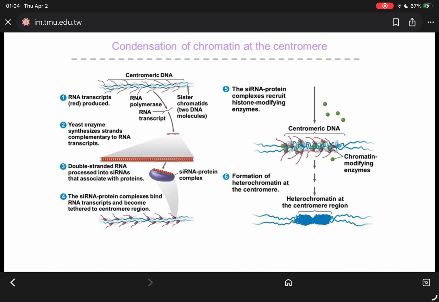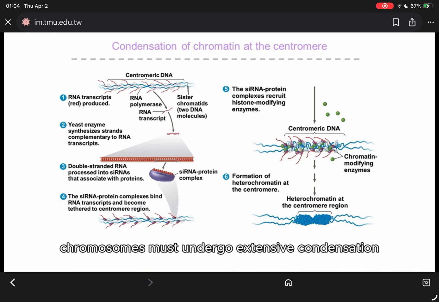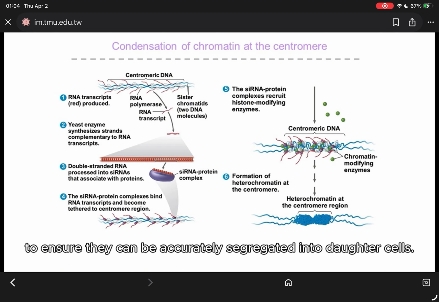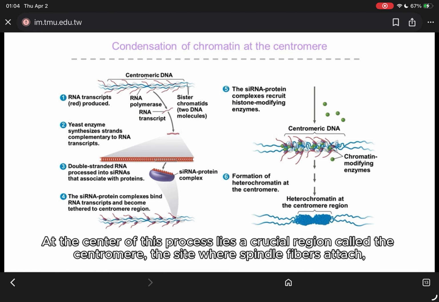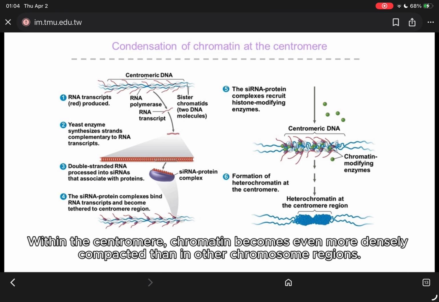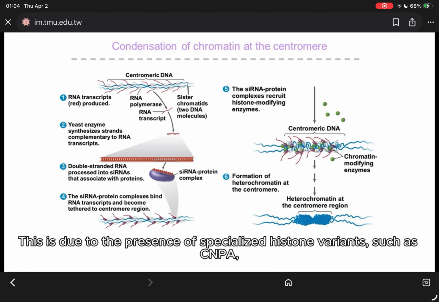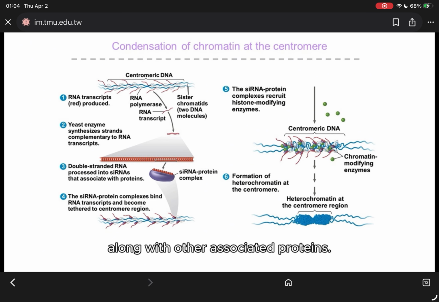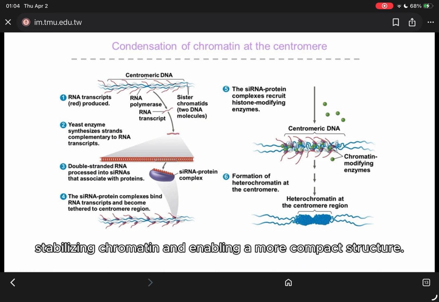During cell division, chromosomes must undergo extensive condensation to ensure they can be accurately segregated into daughter cells. At the center of this process lies a crucial region called the centromere, the site where spindle fibers attach, making it essential for chromosome separation. Within the centromere, chromatin becomes even more densely compacted than in other chromosome regions. This is due to the presence of specialized histone variants, such as CENP-A, along with other associated proteins. These proteins replace canonical histones, stabilizing chromatin and enabling a more compact structure.